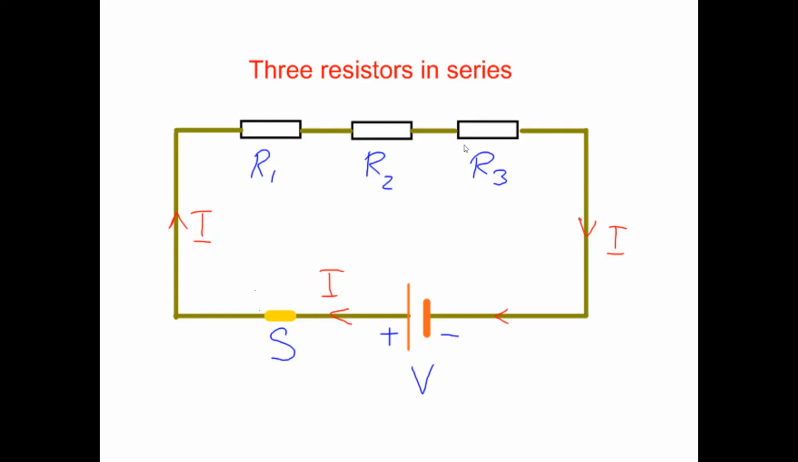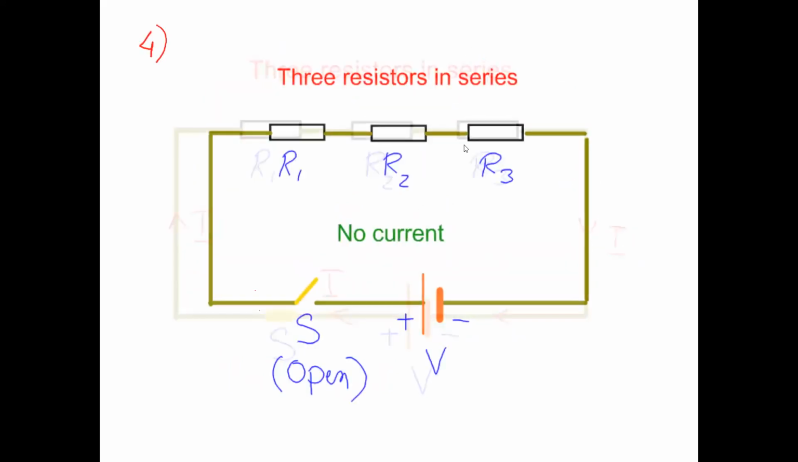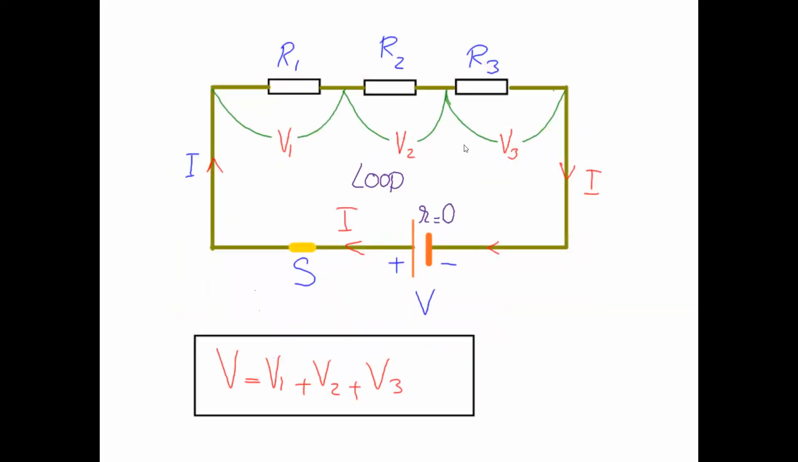There is no internal resistance presently. Now, voltage is divided and conserved. It's a loop. Remember, Kirchhoff's second law is a loop. Now, you have to look at this. You have to copy this diagram, write down number four, and after writing number four, copy this diagram. In series, voltage is divided and conserved.